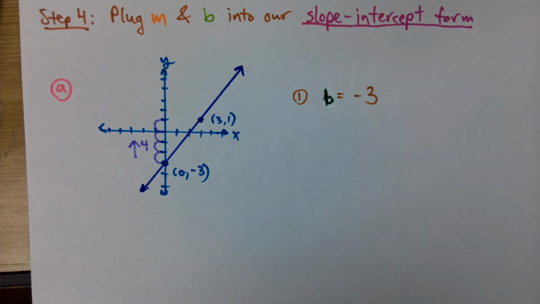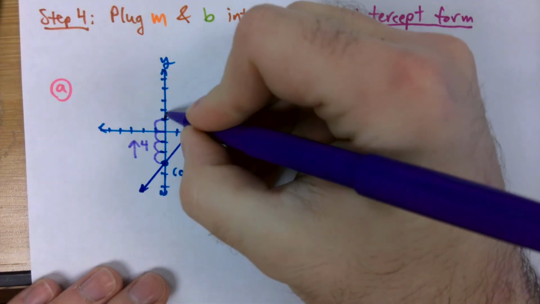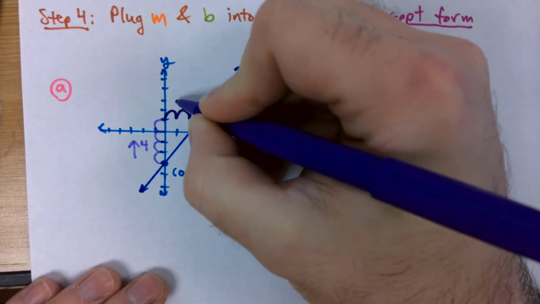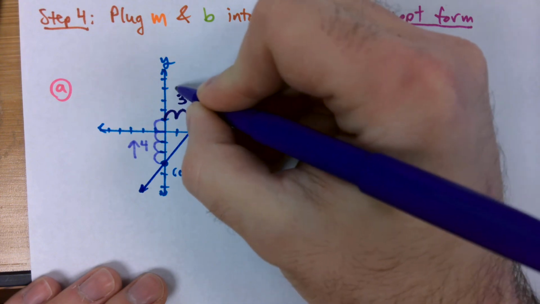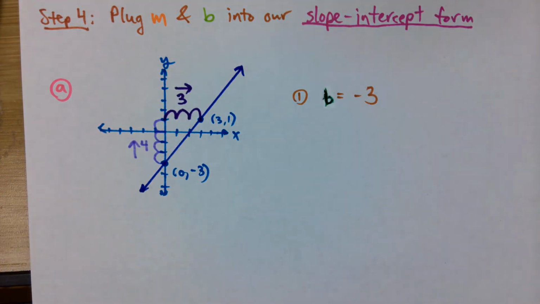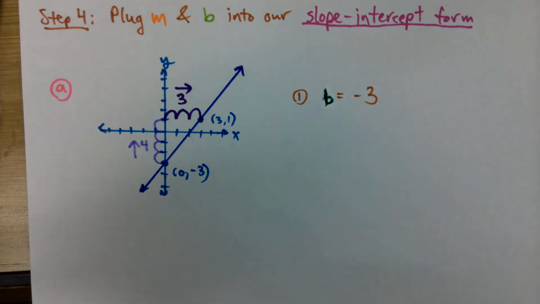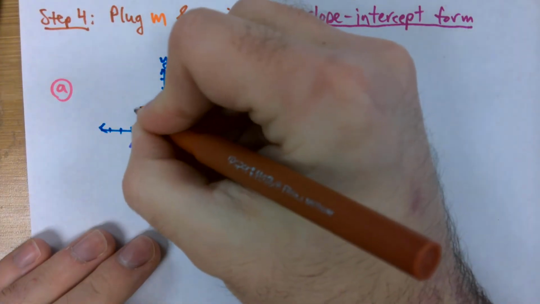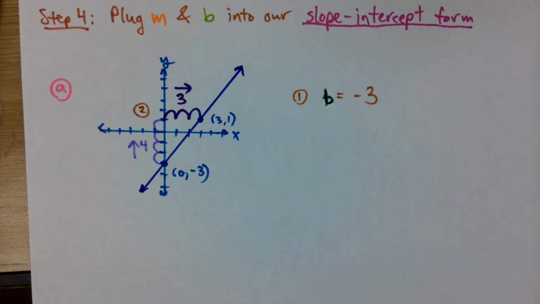And then how many units do we need to run over to the right? Just 3, right? 1, 2, 3. To the right. That was step 2, doing our rise over our run.